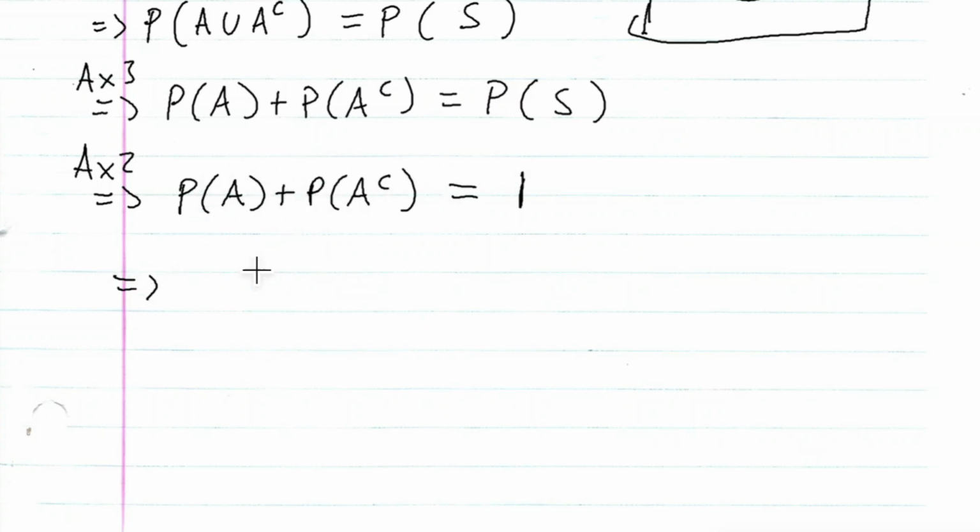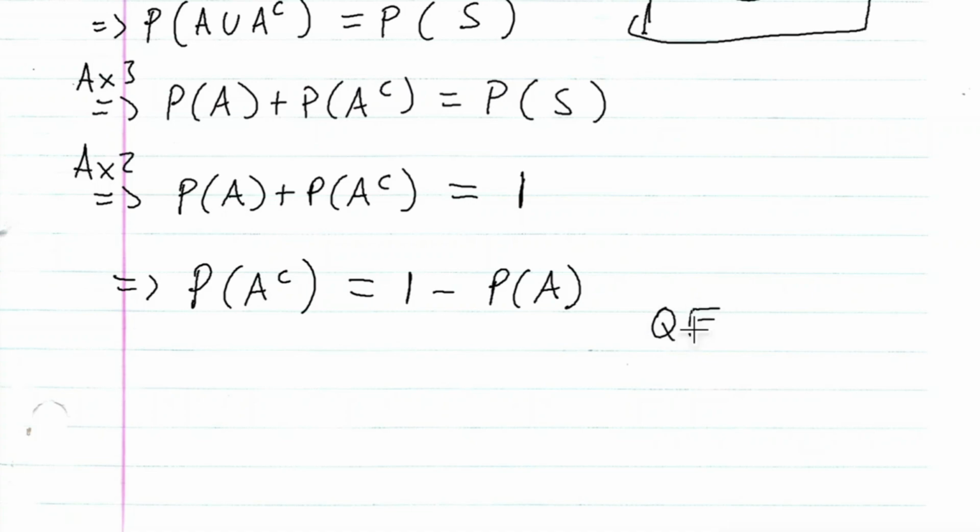So subtracting probability of A from both sides, I get probability of A complement is equal to 1 minus the probability of A. And that is our proof.